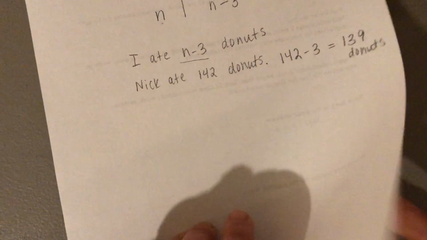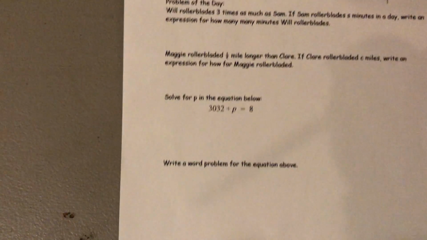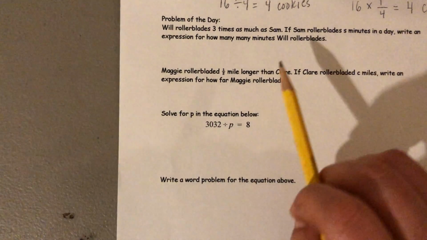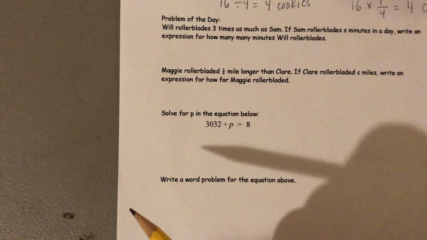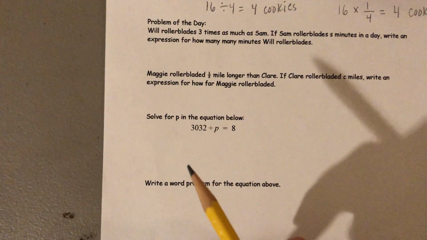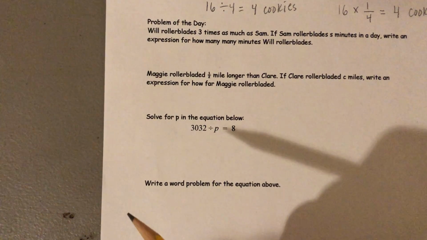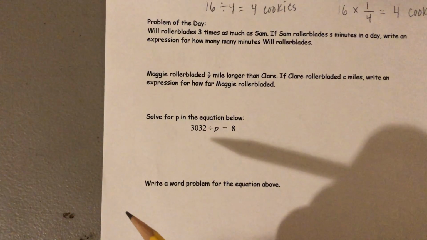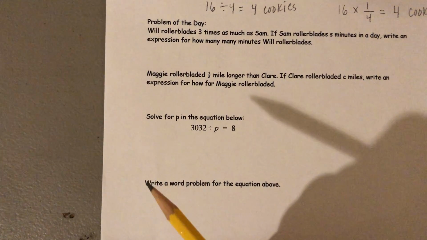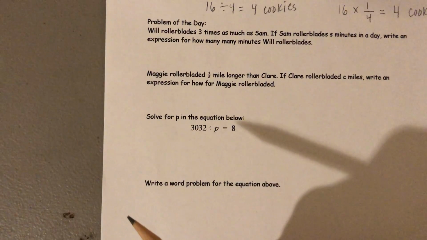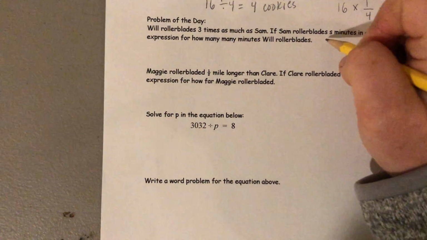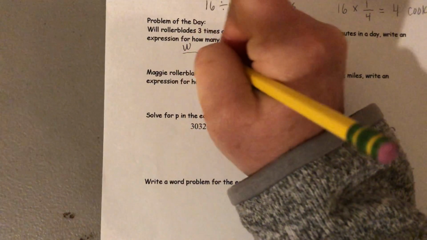Okay, so try the problem of the day on the front. Where's it? There. Try it first, and then I'll go over it. Okay, Will rollerblades 3 times as much as Sam. If Sam rollerblades S minutes in a day, write an expression for how many minutes Will rollerblades. So I'm going to make a little table just to get some values.